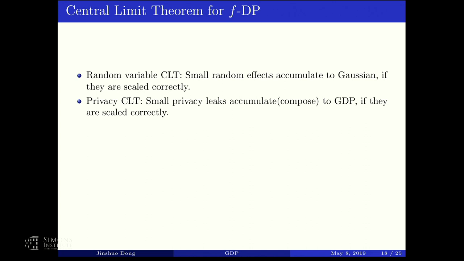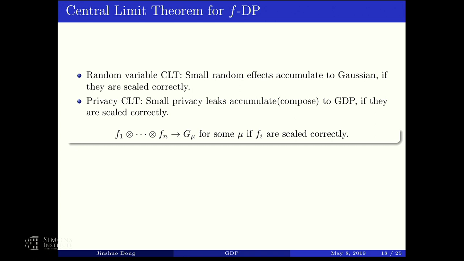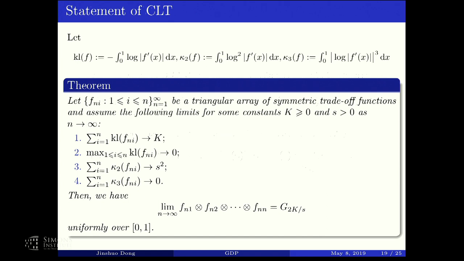Here's a more precise statement. If you have n mechanisms, each one M_i is f_i-DP, then the composition is this much DP by our composition theorem, right? So this thing is going to G_mu for some mu if these are scaled correctly. Now the biggest problem is what do we mean by scaled correctly? Think of this as computing some number from this integral, computing some number from f_i. When this number accumulates to a constant number, and two similar conditions hold, then we see that it's a scaled curve. Okay, I don't have time for this detail, but let me show you this very intimidating theorem: these three kinds of quantities computed from f, if they accumulate to a constant number, then the composition goes to G_mu for some mu. The composition is GDP.